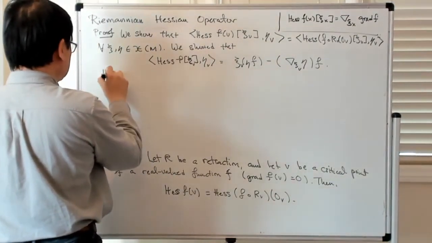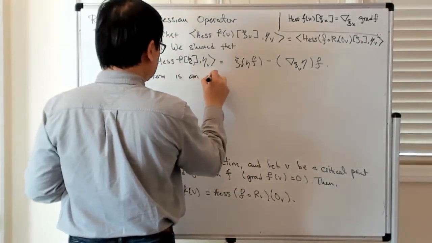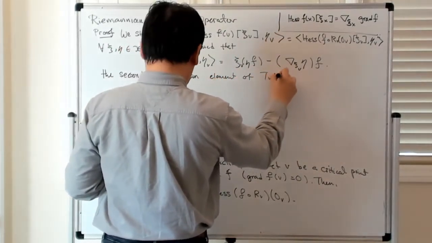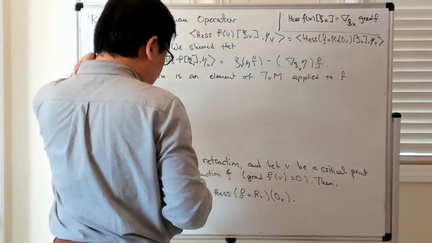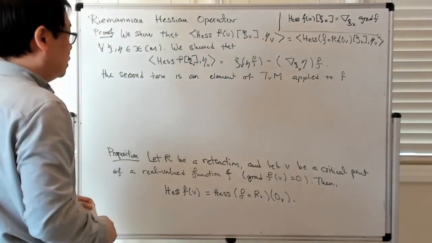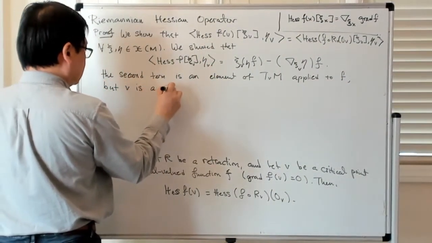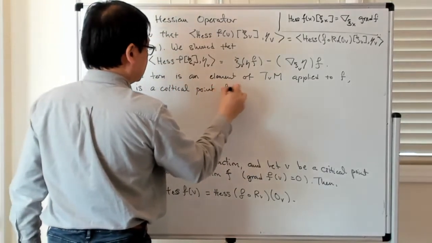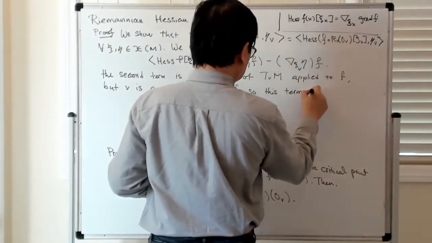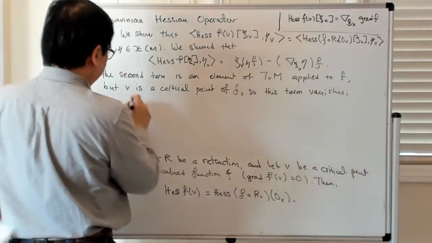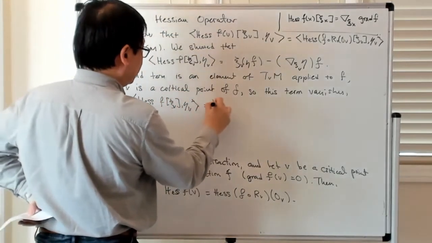All right. So the second term is an element of T_vM applied to f. And then, since this is, of course, a critical point of f, this vanishes. And then all you're left with is that the Hessian of this, right, at the critical point is just this term here.